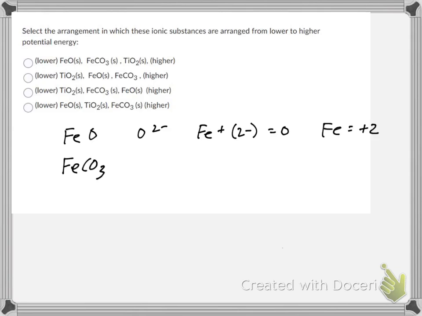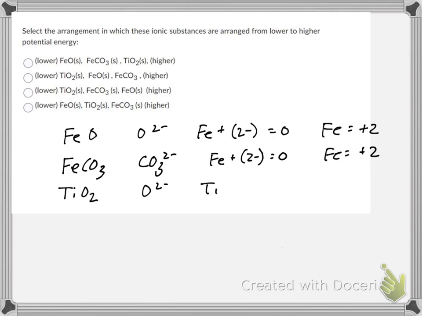We do it for iron carbonate. Carbonate also has a -2 charge. This is from your polyatomic ions, the six that you have to be able to recognize; carbonate is listed in our reading. So it's the same argument: iron plus 2- has to equal 0, and it's also 2+. Titanium: O is 2-, so titanium plus 2 times -2 has to equal 0. Solving for titanium, it's +4.